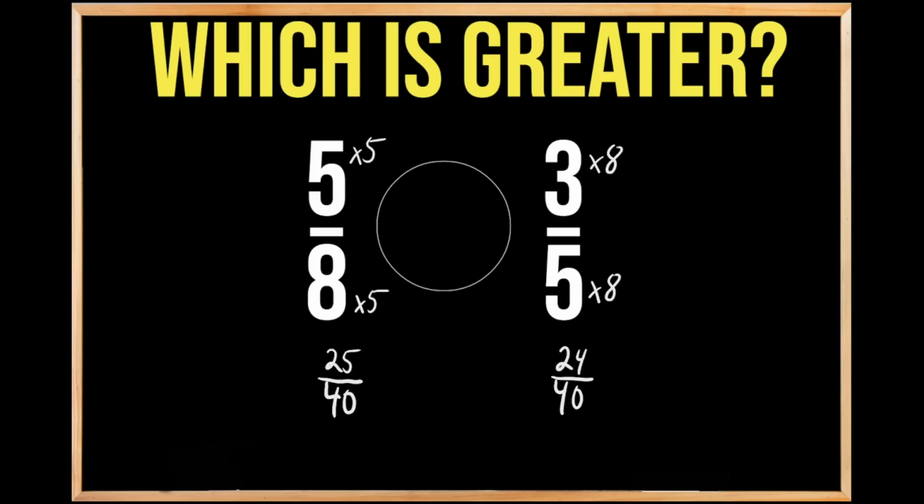Now we can compare the numerators. 25 is obviously greater than 24, so 5/8 is greater than 3/5.